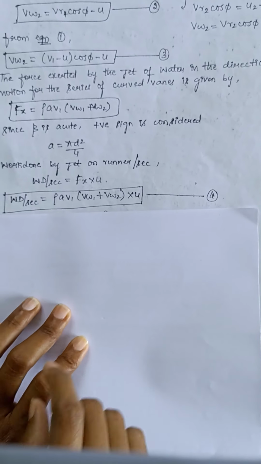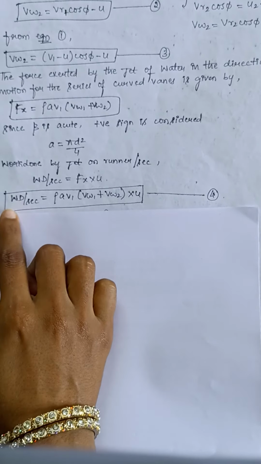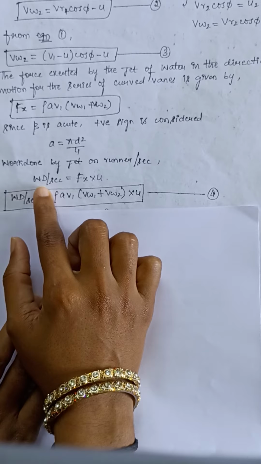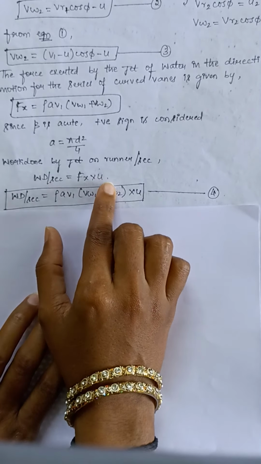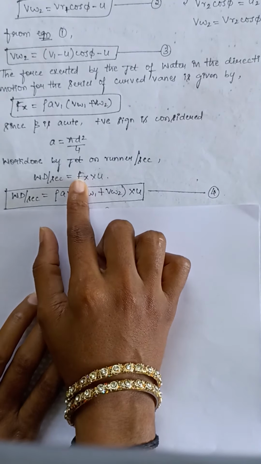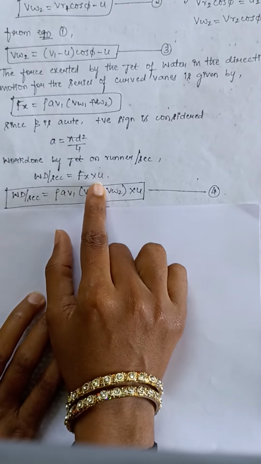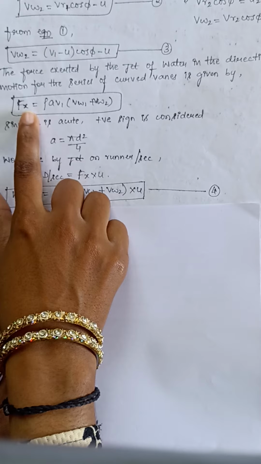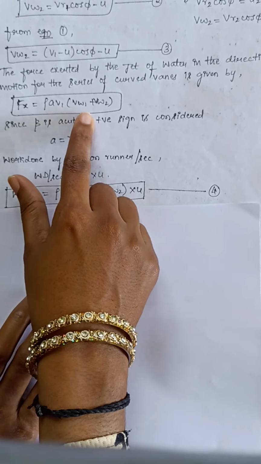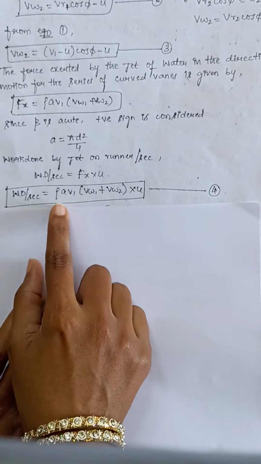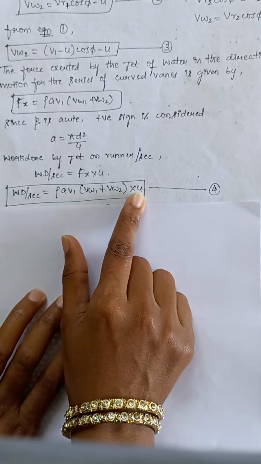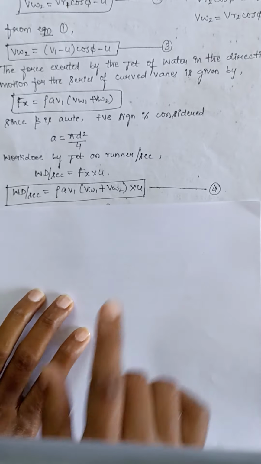Once we get the equation of Fx, let us find the equation of work done by the jet. So we know that work done per second is given by the product of force with its displacement. So here force is Fx and displacement is the velocity of the plate. So now we got the equation of Fx as rho a v1 into (Vw1 plus Vw2). Let us write the same equation in the next step and multiply the equation with u. And let us name this as equation 4.